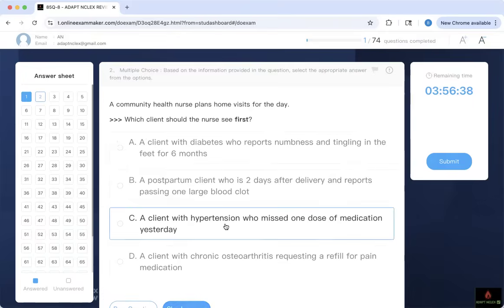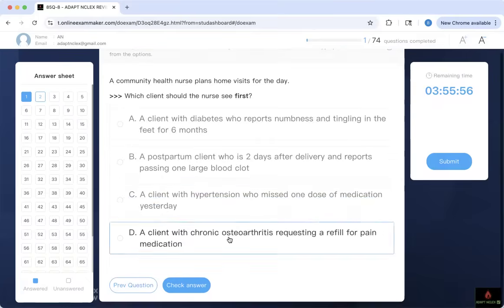Next question. Which client should the nurse see first? A maternity health nurse plans home visits for the day. Which client should the nurse see first? A client with diabetes who reports numbness and tingling in the feet for 6 months. A postpartum client who is 2 days after delivery and reports passing a large blood clot. A client with hypertension who missed 1 dose of a medication yesterday. A client with chronic osteoarthritis requesting a refill of the prescription.